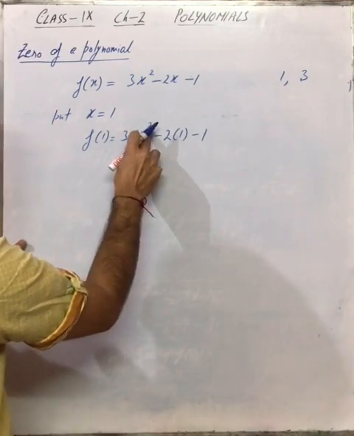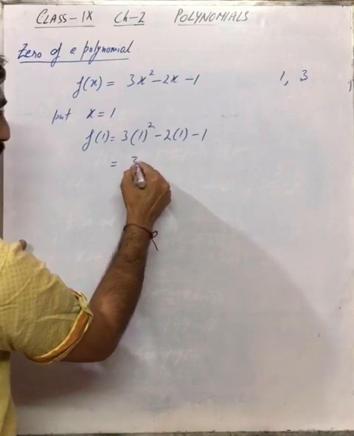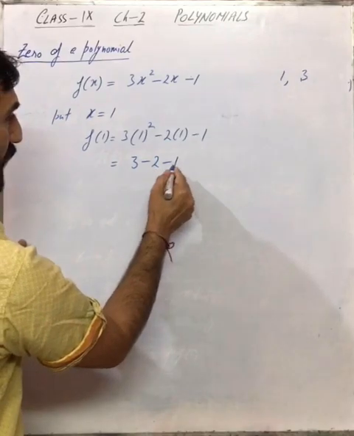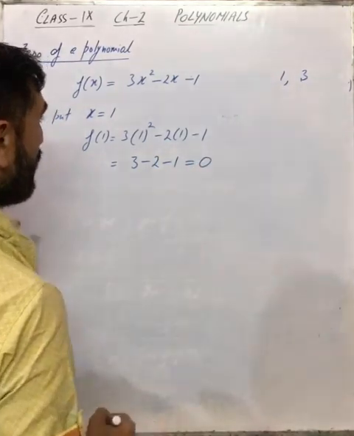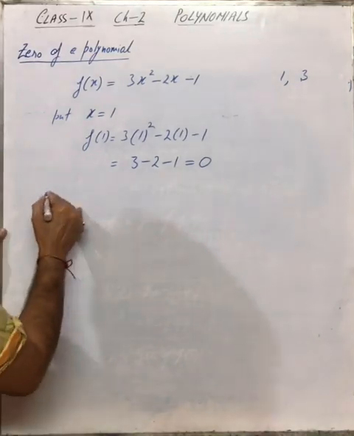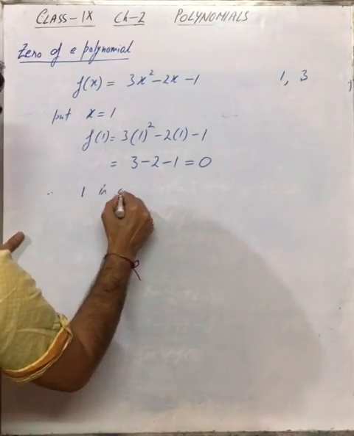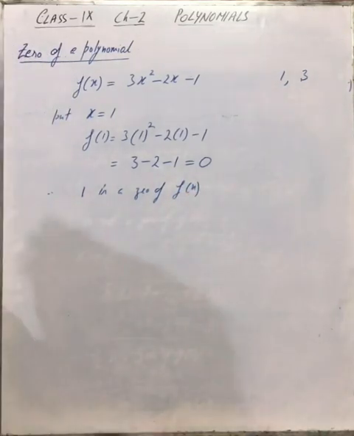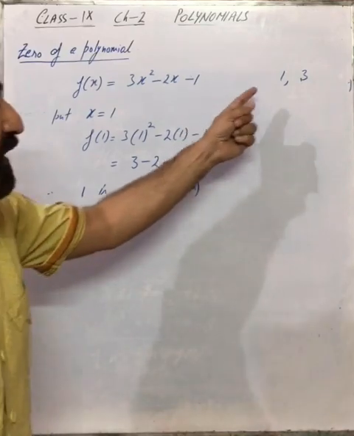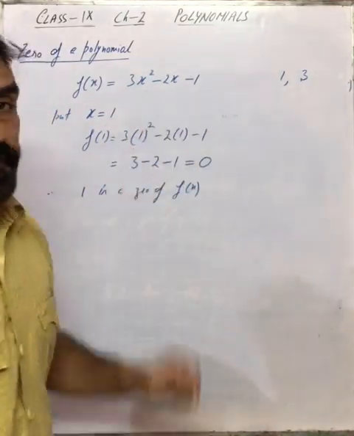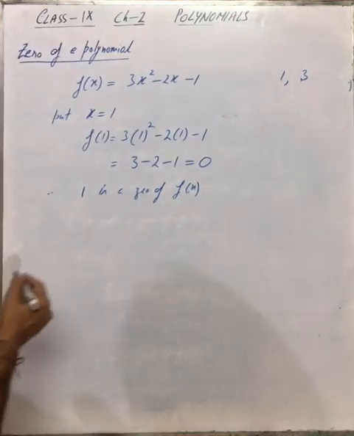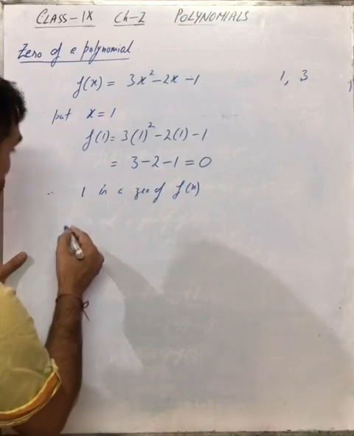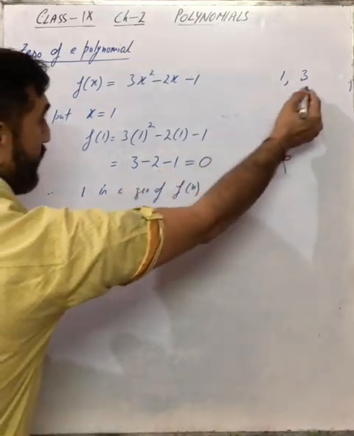1 square is 1. 1 into 3, 3. Minus 2 and minus 1. 3 minus 2 is 1 and minus 1. It will be 0. So you got the answer 0. Therefore, 1 is a zero of f(x). So students, I hope you understood the concept of how to check whether the given value of the variable is a zero of the polynomial or not. I advise you, take a copy and a pen with you. Solve these questions along with me. You'll get better.